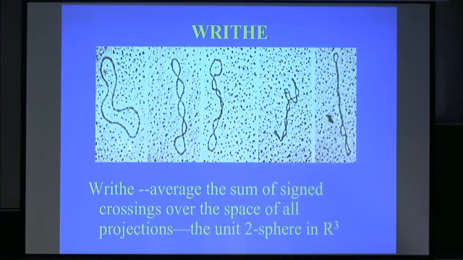So here's an electron micrograph of DNA. This is relaxed, and this is where the writhe goes up, and this is a highly supercoiled DNA circle.